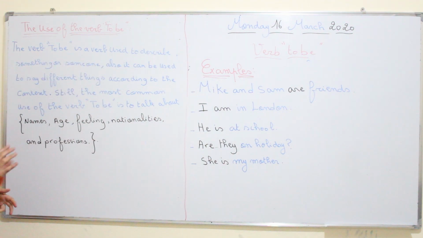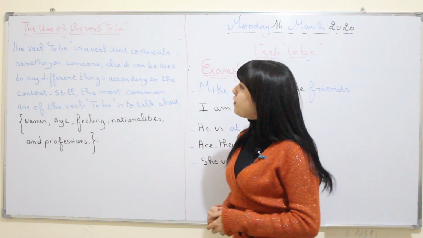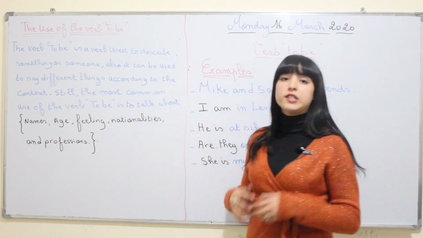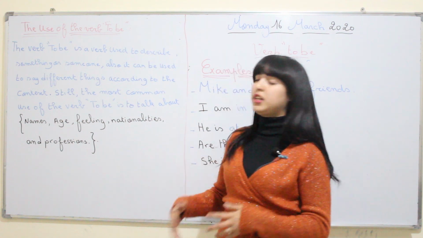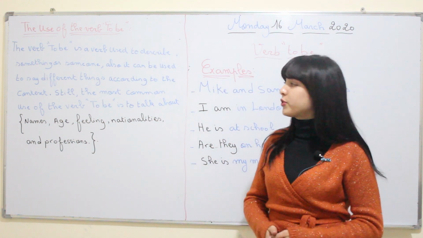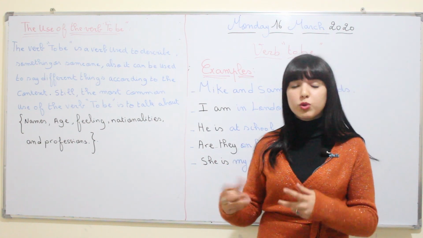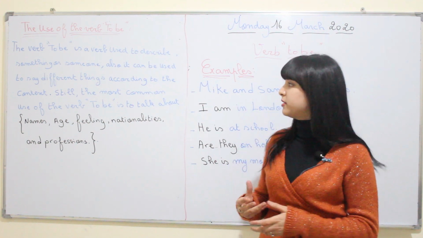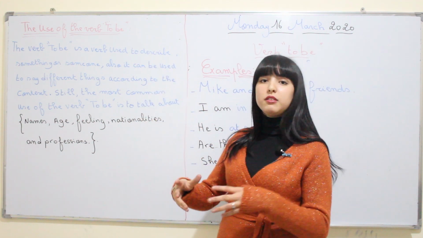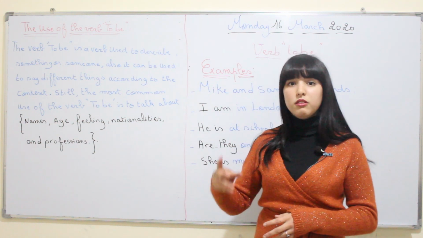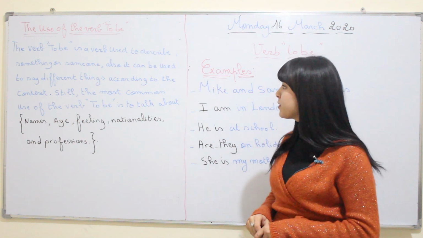Now let's take a look at the use of the verb to be. Actually, the verb to be is a verb used to describe something or someone. Also, it can be used to say different things according to the context, of course. بمعنى الverb to be هو واحد الفعل اللي كنستعملوه فاش كنبغيو نوصفوا شي حاجة أو لا نوصفوا شي حد. كما أنه كنستعملوه فاش كنبغيو نهضروا على whatever أي حاجة of course على according to the context على حساب الcontext.